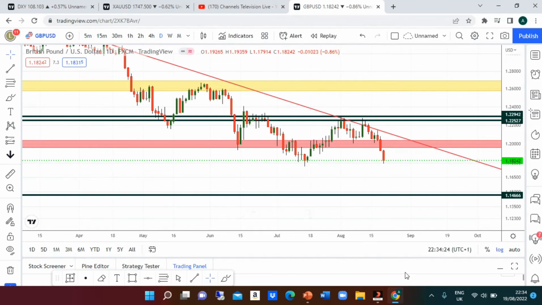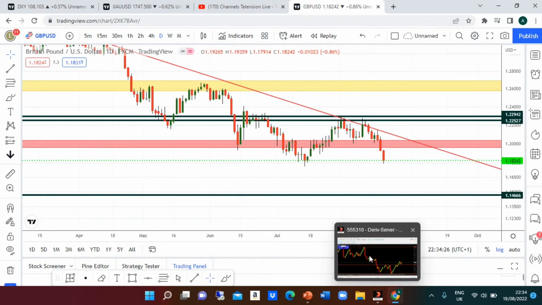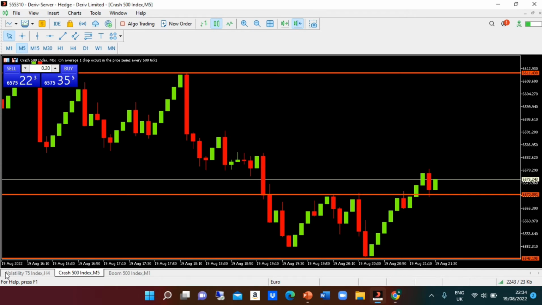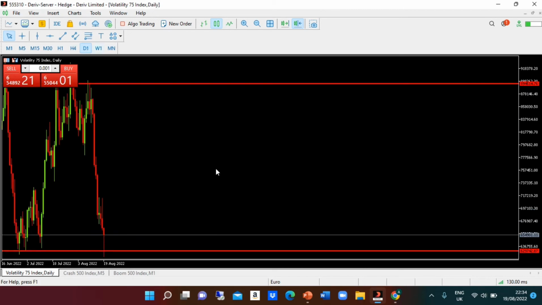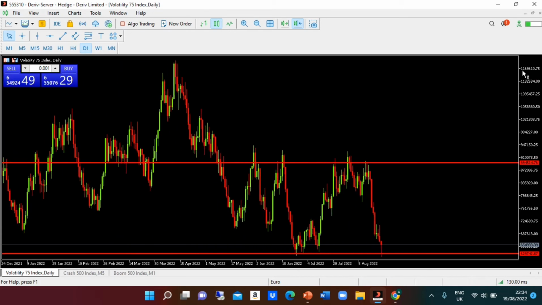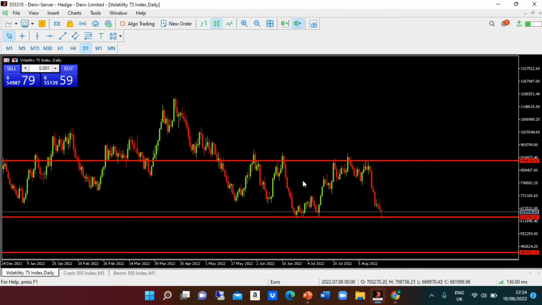So let me also show you indices. I'm going to show you this on indices. So this is V75. For those of you who are trading indices, let me go to the daily time frame. Now, if you look at this daily time frame, the market has also been touching these zones. These are zones. You can see that the market touched this zone, it bounces back.